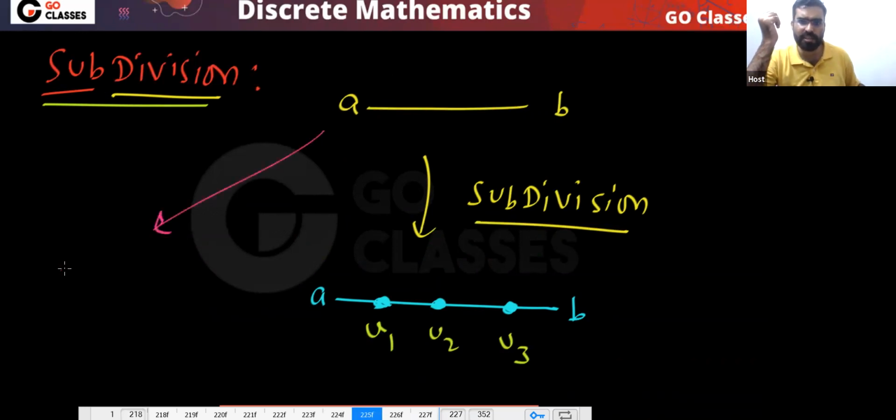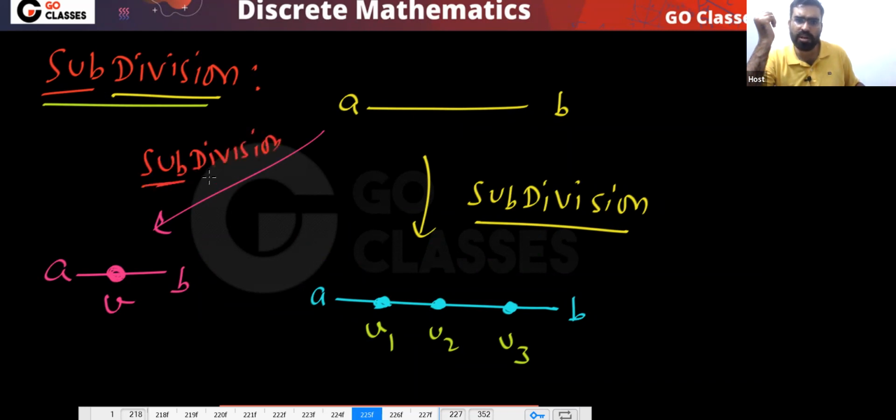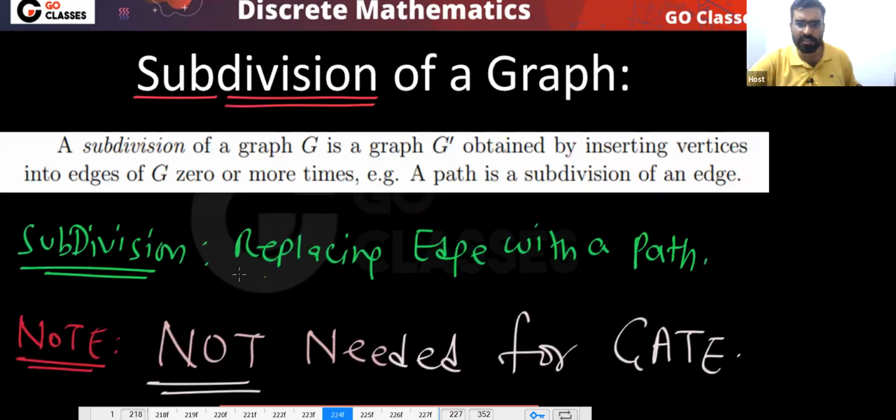For example, this is another subdivision. This is also a subdivision. So this is the concept of subdivision. Means you are dividing the edge and putting some vertices. You can think of this as a path, and you are creating some new vertices here. So this is the idea. Subdivision means replacing an edge with a path.